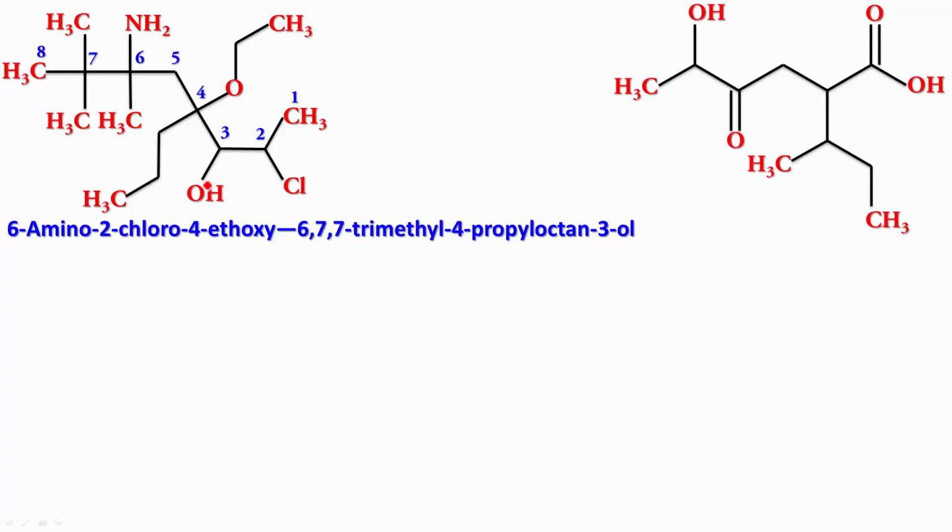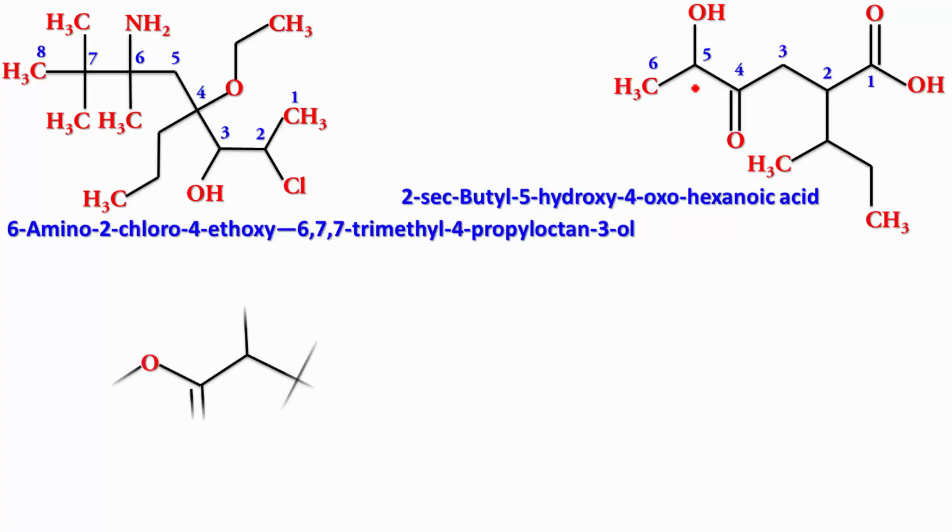Now carboxylic acid here, that is the principal functional group. Parent chain 1, 2, 3, 4, 5, 6. So 6 carbon atoms this way. And so look for the substituents. This is secondary butyl, 4-oxo, 5-hydroxy. And it's going to be hexanoic acid. So 2 secondary butyl 5-hydroxy 4-oxo hexanoic acid. Try this one.